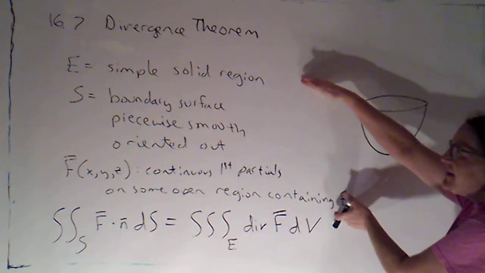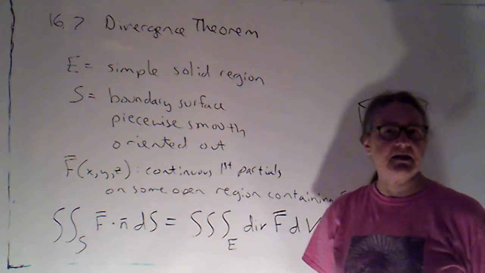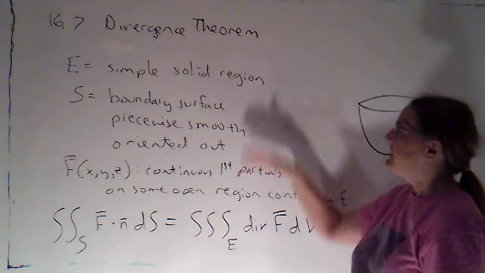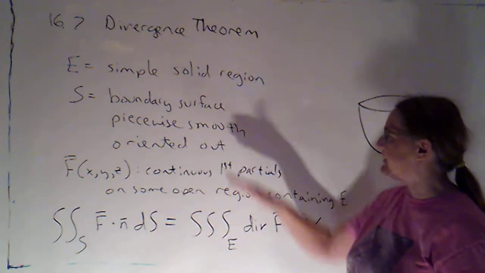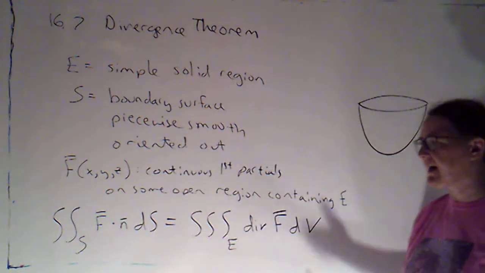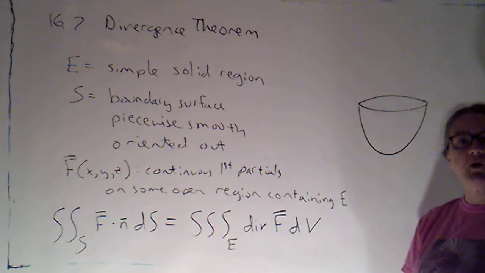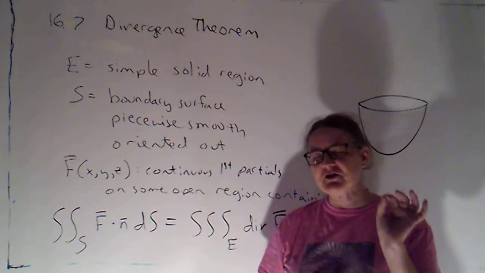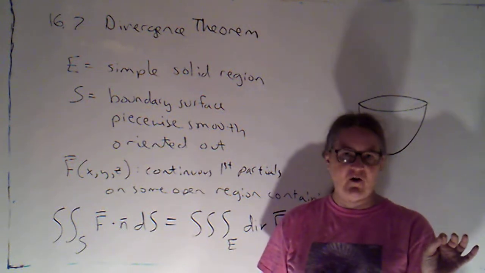Now, a lot of this is just what I call niceness conditions. The region has to be sufficiently nice. So the surface has to be sufficiently nice. It has to be piecewise smooth. The vector field has to be sufficiently nice. It has to have continuous first partials. Those are important criteria. It's not super important that you have them all memorized.